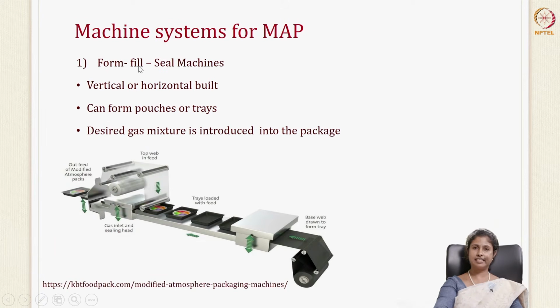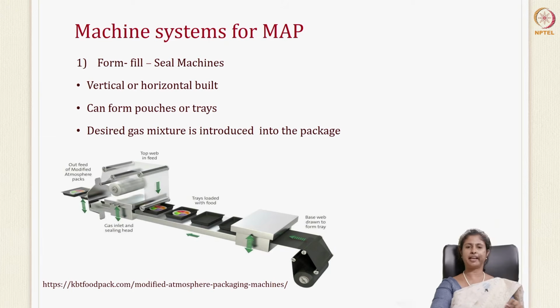Let's look at the machine systems for MAP. The first machine system is a form fill seal machine, which we have already discussed. A form fill seal machine can incorporate MAP technology in its process. This form fill seal machine can either be vertical or horizontal. You can form pouches or trays, and the desired gas mixture is introduced while you're packaging it. So you have your packaging material, you fill it with the product, you seal it. Before sealing, you completely evacuate and fill in the gas composition that you desire, and then you seal it completely. So the form fill seal machine can incorporate your MAP technology, which finally helps in increasing the shelf life of the product.